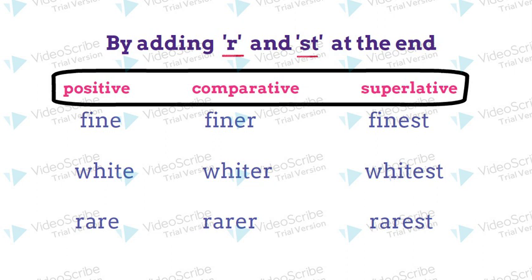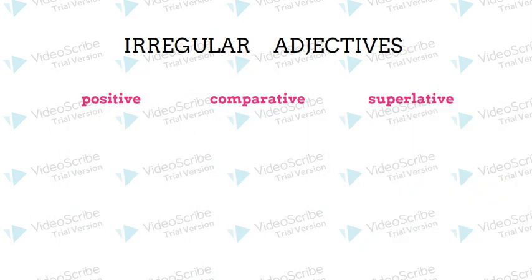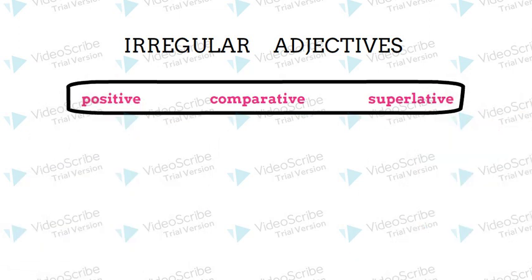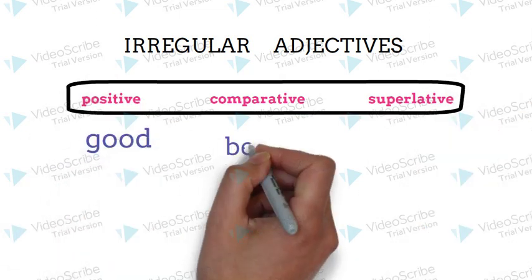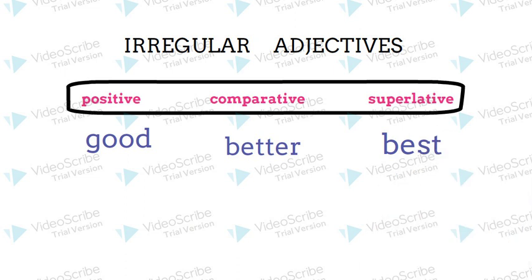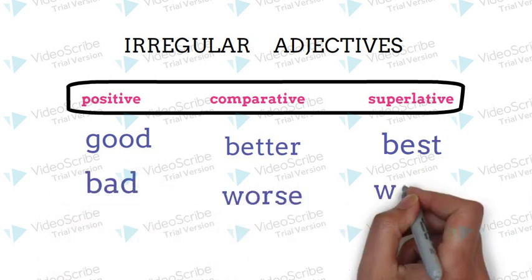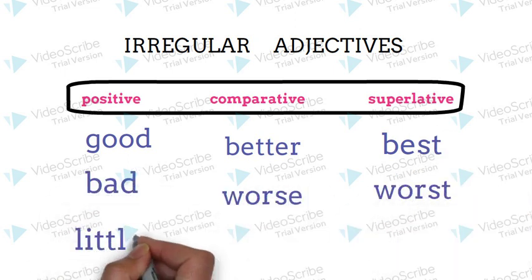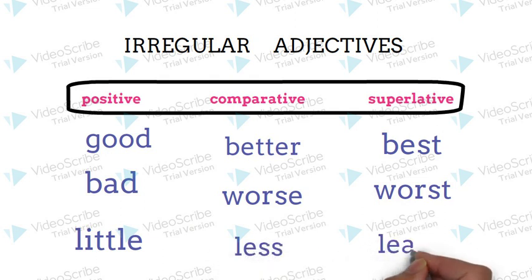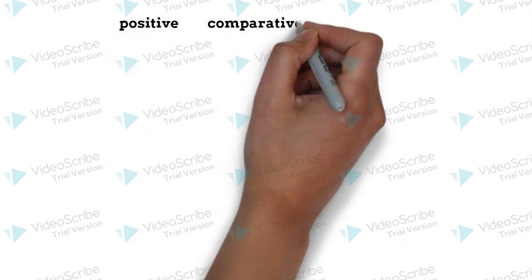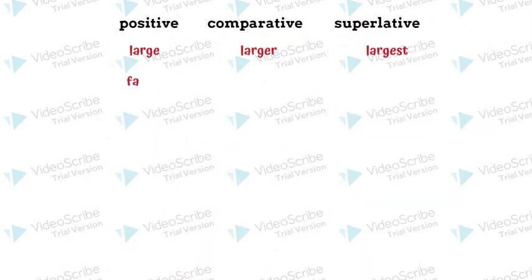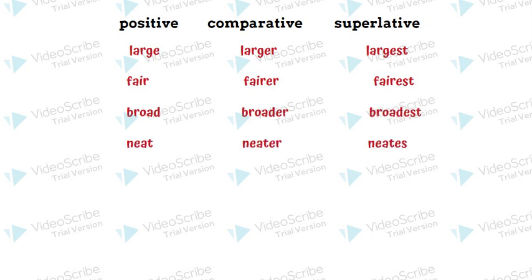There are some adjectives that cannot be converted this way. These are called irregular adjectives. Examples of them are good, better, best; bad, worse, worst; and little, less, least. Note these words. They do not follow the patterns that we have discussed. Kids, here is a list of words of degrees of comparison for you which you can refer to know more.